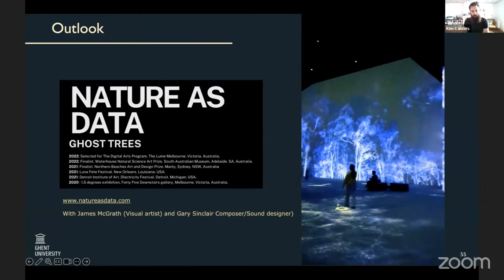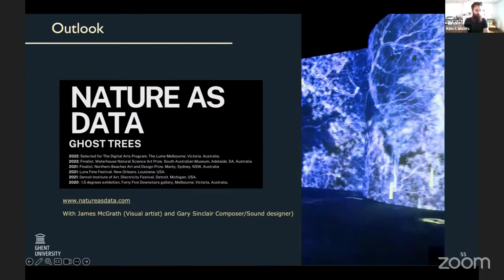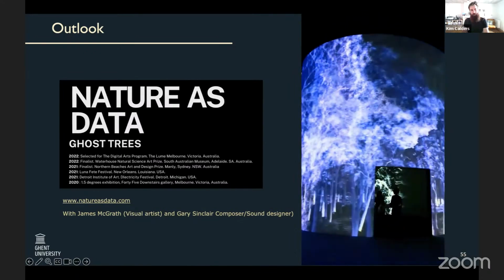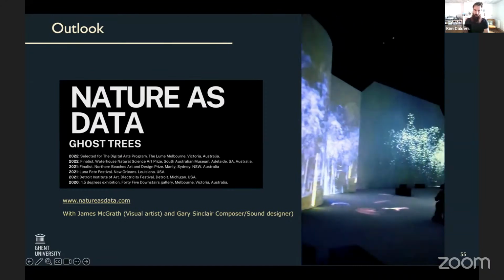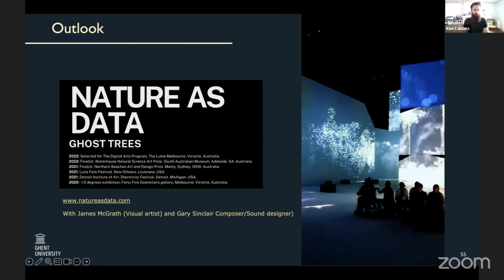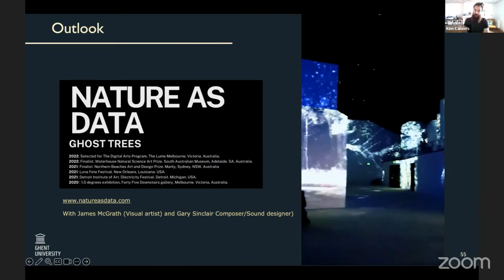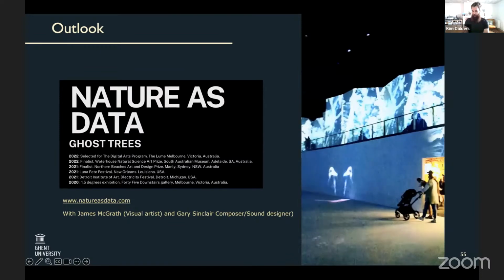And to finish off, I want to point to Nature is Data. You can go to the website. It is an initiative of James and Gary, who reached out to me a couple of years ago. They've been using some of our LiDAR data and ecoacoustics to create these kinds of representations, these art pieces with LiDAR data. This Ghost Trees piece is actually using data from Rushworth, and it's built to make people aware of ecosystems that are under threat.